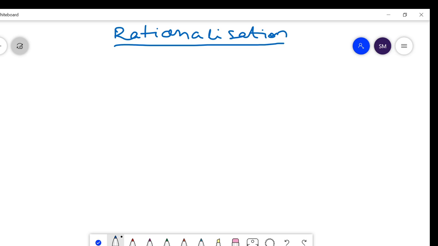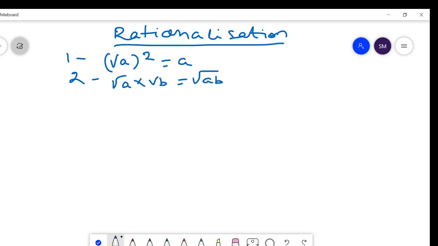Now let us discuss some identities of irrational numbers. First identity, root a whole square is equal to a. Second, root a into root b is equal to root ab. Third identity, root a upon root b is equal to whole root a upon b.